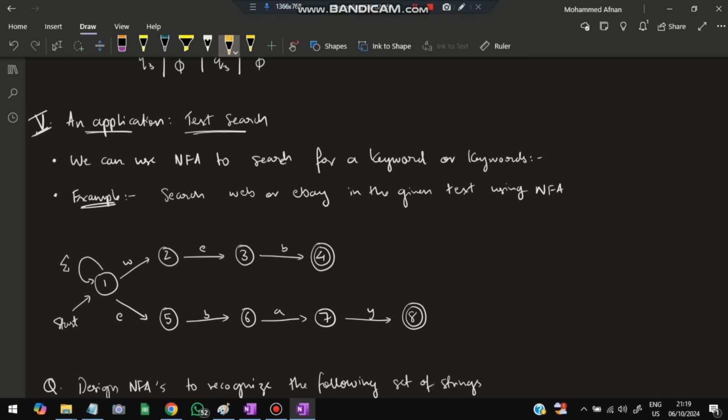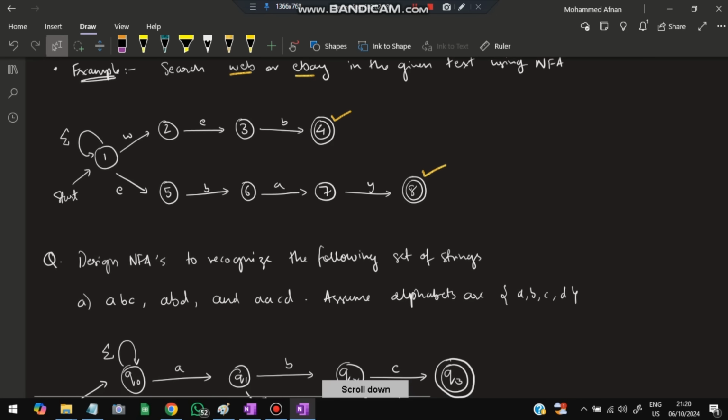Example, search web or eBay in the given text using NFA. So web or eBay should be searched. So here is the starting state. Any number of alphabets will still stay here. If it is W, I'll reach here. E, B. Web, I have reached this state. If it is eBay, I'll reach this state. For any other characters, we are not reaching anywhere, we'll stay there only, or we are not considering that state. We'll go to the null state, that will not be considered. If it is these characters, they will be searched and we go to the final state. Whichever final state triggers, that will be marked as that word is found.